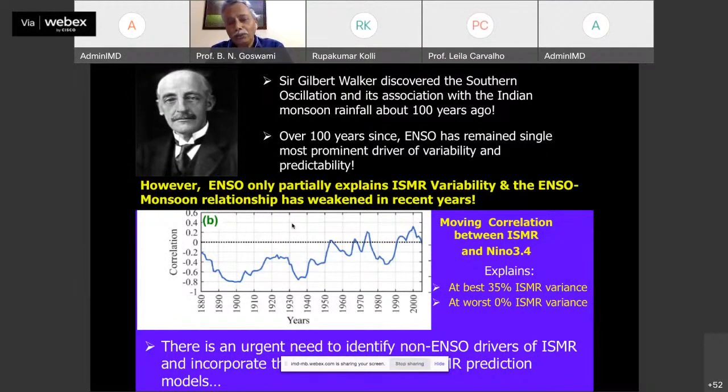Unfortunately, the association between monsoon and ENSO has been epochal, has been varying, and in recent years, in fact, it is a very, very low, very poor correlation. And even in the best of times, their association explains only about 35% of the variability of the monsoon. So a lot of variability is not explained by ENSO. Where does it come from? We must identify it. That is the need to identify non-ENSO drivers of monsoon and incorporate them into the prediction system. That is why this connection with AMO is important.